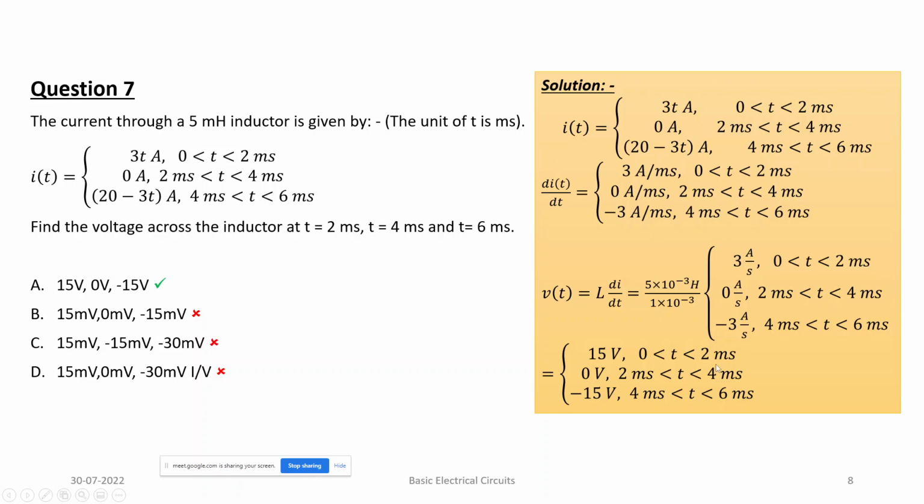So you do the computation and you will get 15 volts, 0 volts and minus 15 volts. These numbers are nothing, but you need to understand the basic concept behind it. These are very small concepts, but they need to be clarified at the earliest, because the whole course will depend on these concepts only. Okay, let's move to the next question.